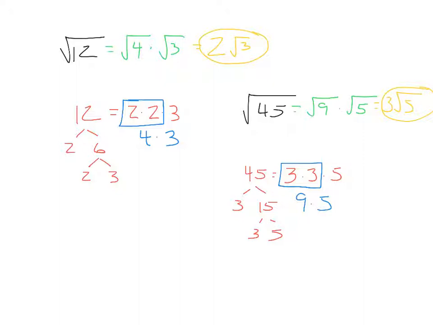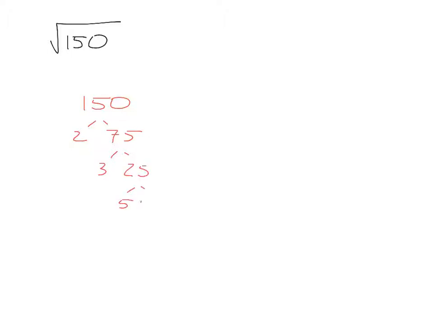Let's try another example. And I'm going to go to the next page to get some more space. In this example, let's try the square root of 150. And so once again, I'll take 150 and I'll break it into a factor tree here. So we have 2 and 75. 2 doesn't go in anymore, but 3 does. 3 goes in 25 times. 25 breaks into 5 and 5. So I can look at 150 as 2 times 3 times 5 times 5.